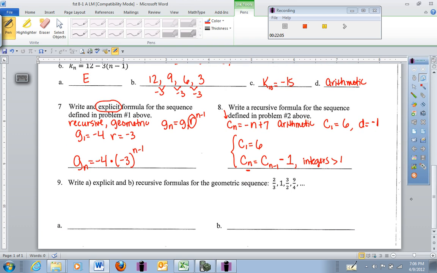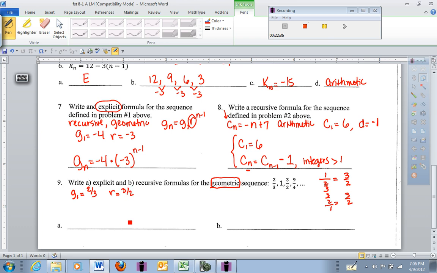Okay, and last but not least, it says find an explicit and a recursive formula for this geometric sequence. So they're already telling me that it's geometric. So I need to label the first term here, which is 2/3, and then we need to find r, the value of r. So I want to take 1 and divide by 2/3. 1 divided by 2/3 is going to give me 3/2. What if I took 3/2 and divided by 1? I would also get 3/2, and so on. So we're finding that the common ratio on this is 3/2.